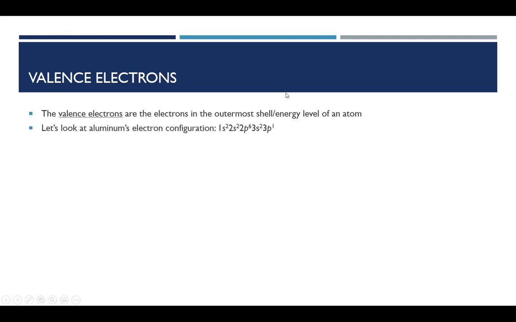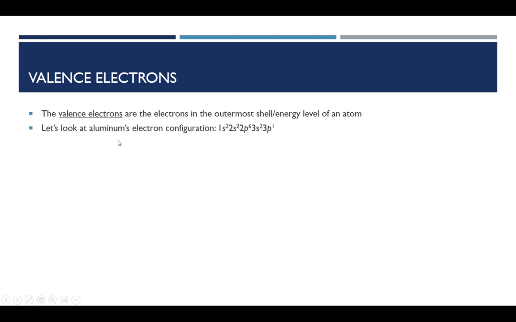Another important term is valence electrons, as well as the term valence shell. So the valence electrons are the electrons in the outermost shell or energy level of an atom, and we call that outermost shell the valence shell. The valence shell differs from element to element.